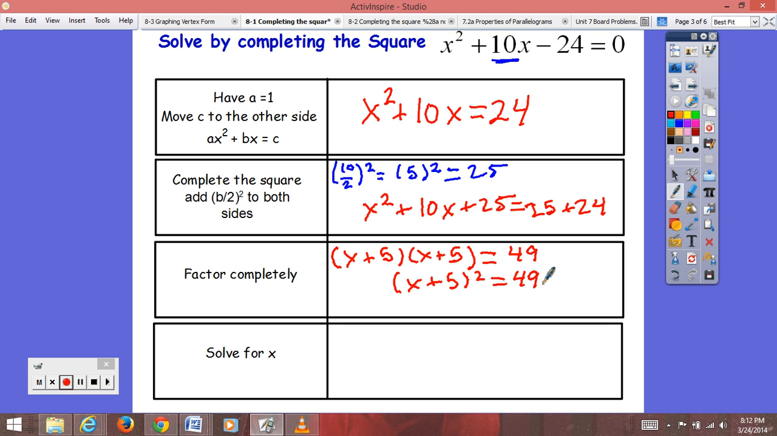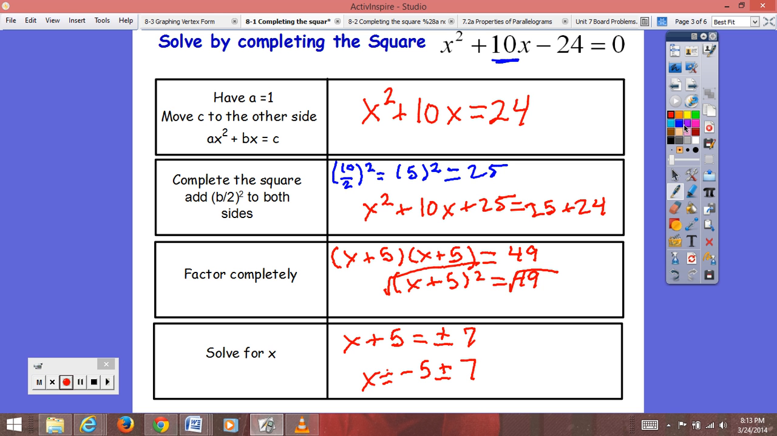Now to solve for x, we take the square root of both sides, because we have the square that we need to get rid of. So if we take the square root of both sides, we are left with x plus 5 equals plus or minus 7. We'd have both the positive or the negative 7 multiplied together to give us 49. So to solve for x, we get x equals negative 5 plus or minus 7.